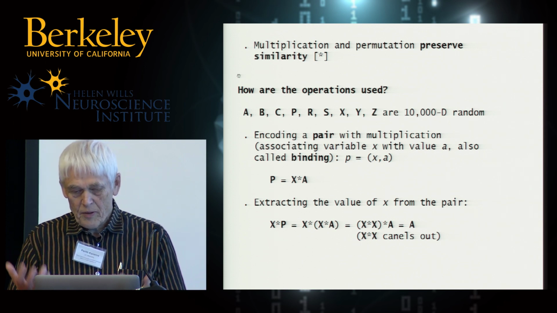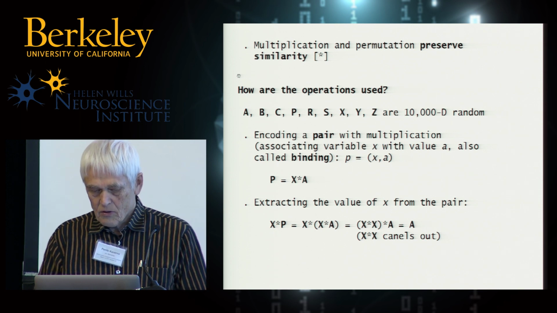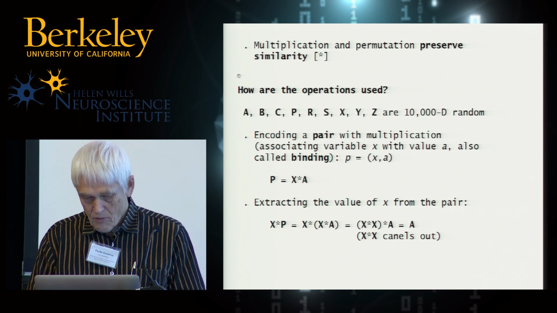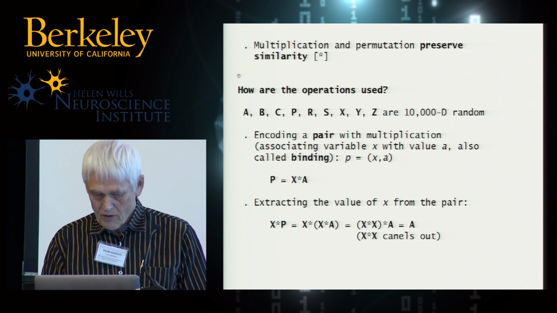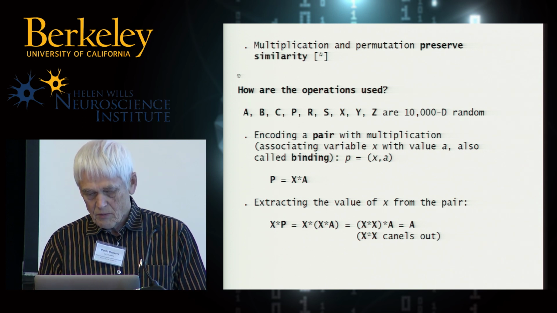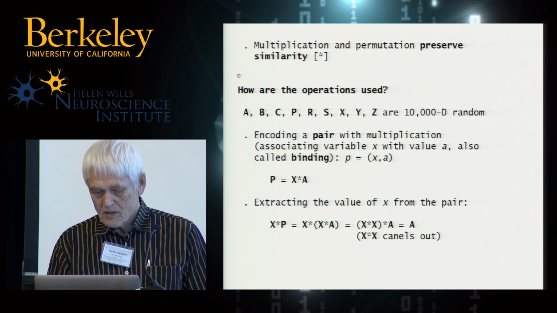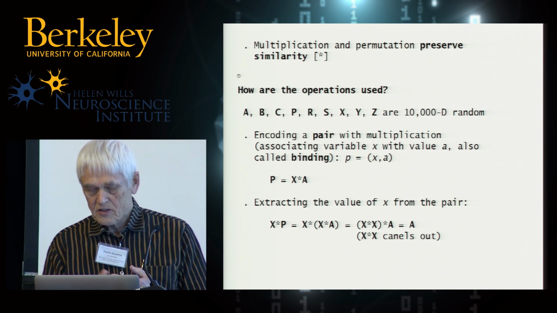If you want to encode a pair, like x having the value of a, you use some sort of binding operator, and the binding can be done with the multiplication operator. So here, the line which sets p equals x multiplied by a just represents the idea that x is associated with a.